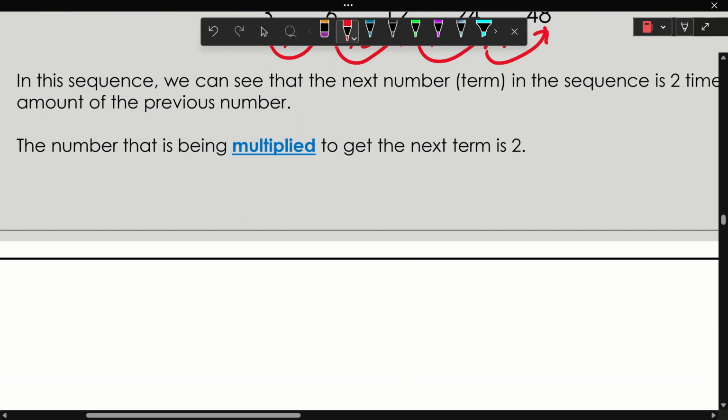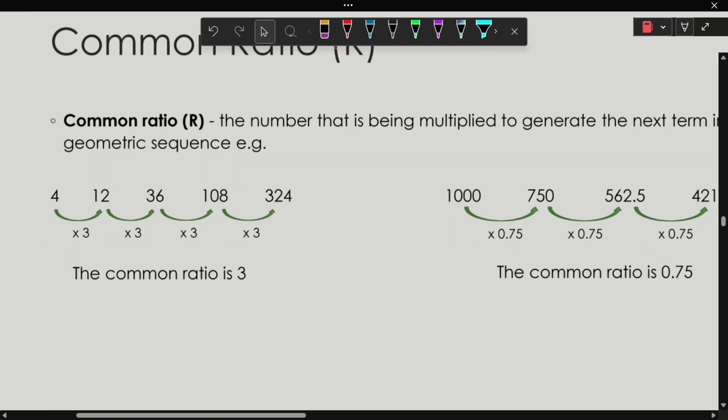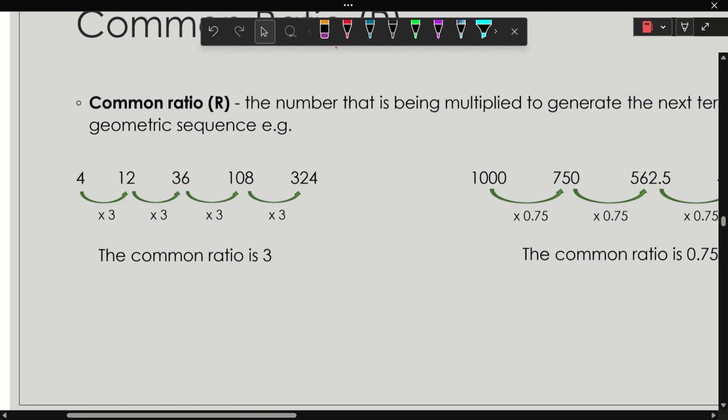Now, I did sort of give it away. Okay, but that number that you're multiplying by, that's the same number in a geometric sequence is called the common ratio. So now it's called ratio, not difference. Okay, keep that in mind, ratio. So when we're talking about common ratio, it's the number that you're multiplying by, not the number that you're adding and subtracting. So don't get them confused, please.